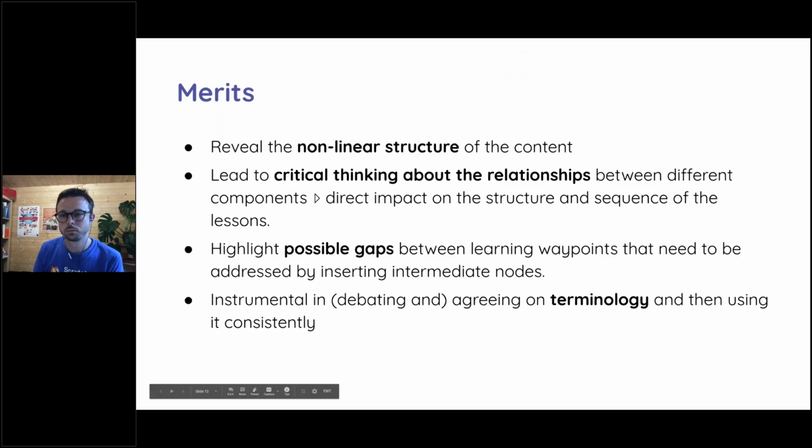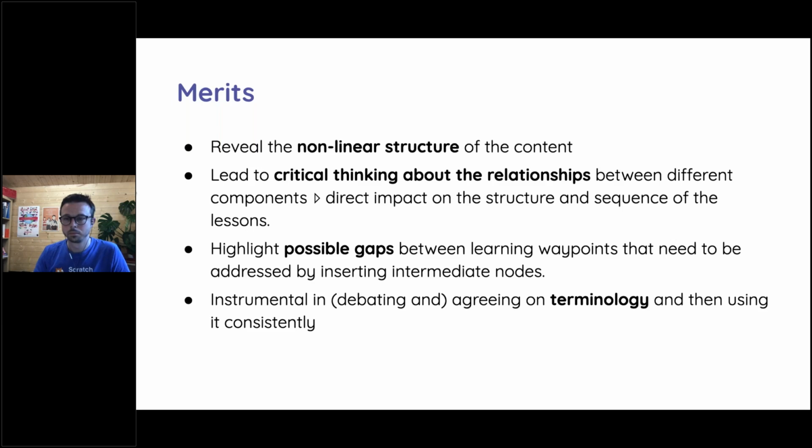So this is a list of things we started realizing in the team as we started using those graphs. One of the most important things is that you can just look at a list of objectives, which is what most planning documents contain, but that comes nowhere near revealing how the content is embedded in a nonlinear structure. That can only be captured by a structure such as a graph.